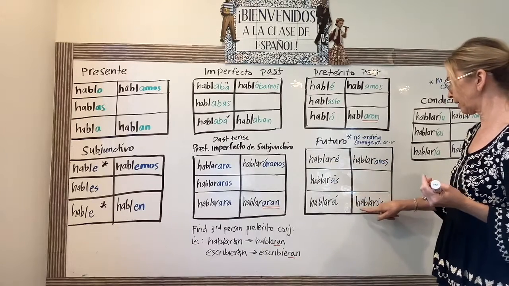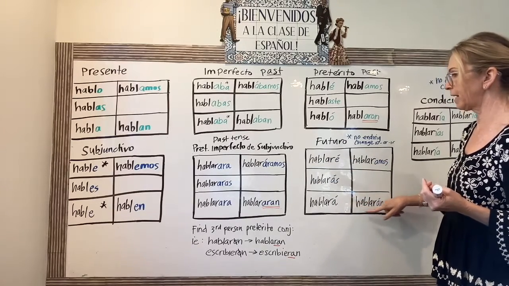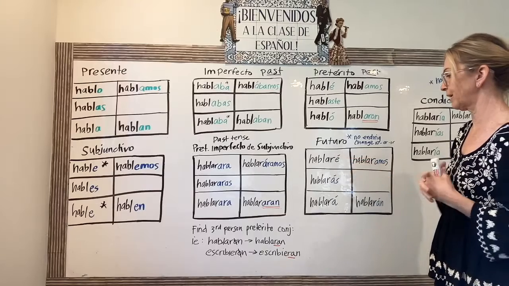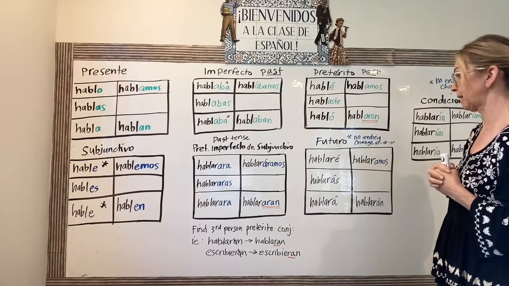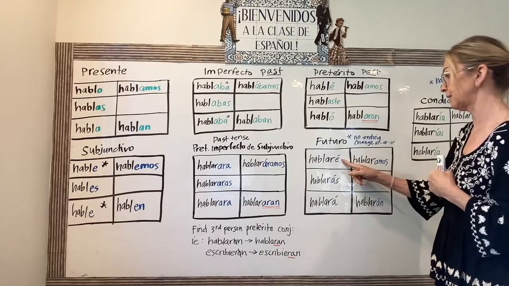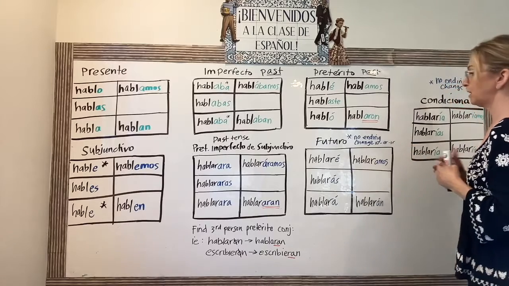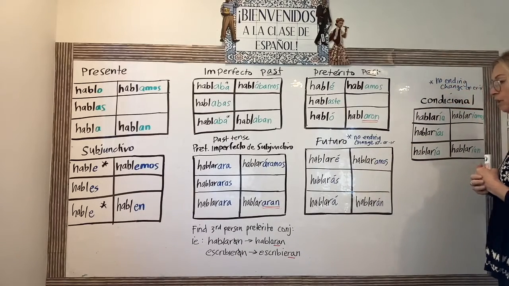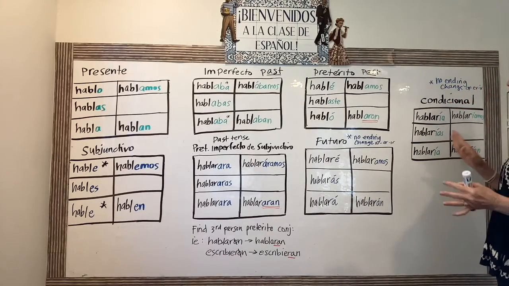Hablaré, hablarás, hablará, hablaremos, hablarán. So this is like an AR verb, but just this one, they don't say hablaró, they don't say hablaré, hablará, right? This is different. So no ending change: é, ás, á, emos, án. Very good with the accents. Moving on to the last one.